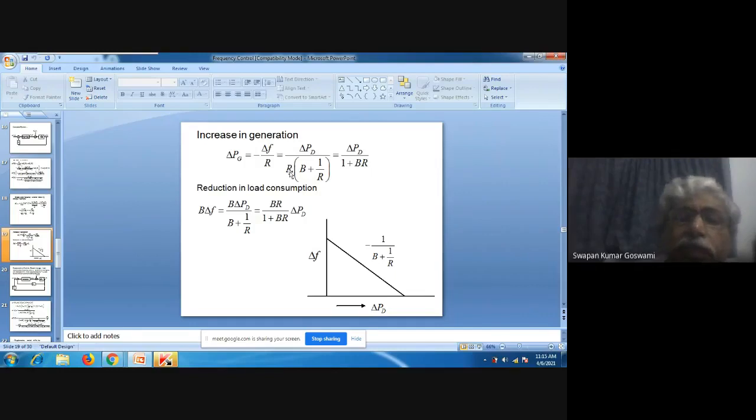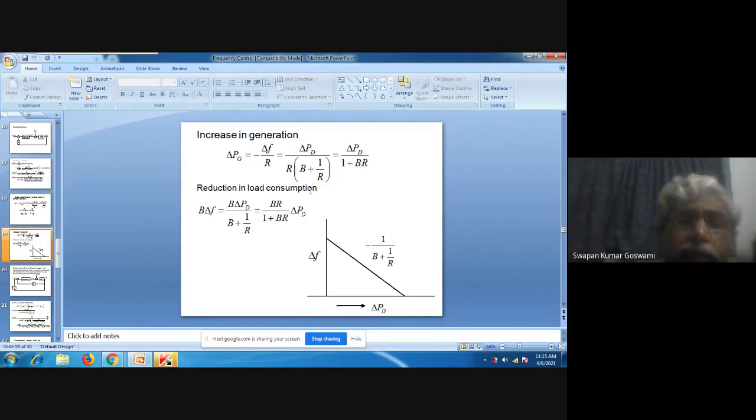That means if the demand is changed by the action of the consumer, then the generator, because of governor action, and the governor is acting on its own, will increase the output of the generation. How much is the increase in that output? It is delta Pd by 1 plus BR. This is the increase in generation due to governor action.